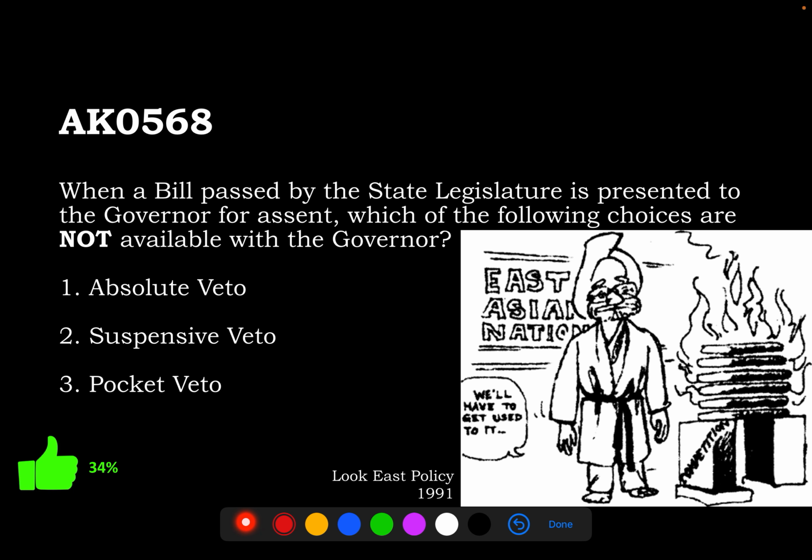Then, when a bill passed by the state legislature is presented to the governor for assent, which of the following choices are not available with the governor? Now, this is in reference to the presidential reference that was made last year in 2025 after the judgment of the court with respect to Tamil Nadu governor's actions. So, the presidential reference has now clarified the position on this matter.